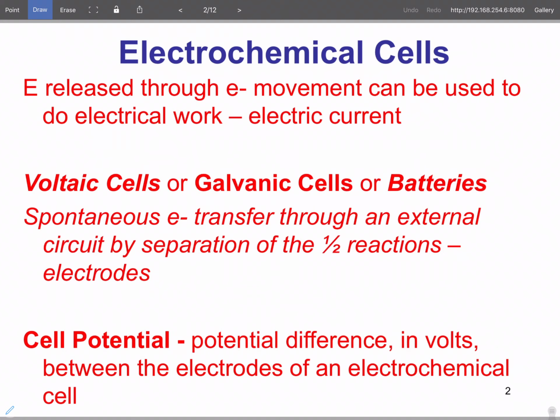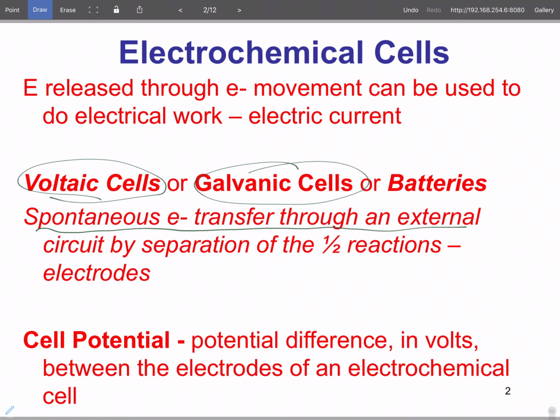Now, by definition, if a cell is spontaneous, that means it'll run on its own. You put the right two half cells together, more about that in a little bit, then you're going to get spontaneous electron transfer. These are voltaic and galvanic cells, from the Italians, Galvani and Volta, who spent a lot of time playing with frogs and messing with the nerve cells and seeing how electrical impulses make the nerve cells.